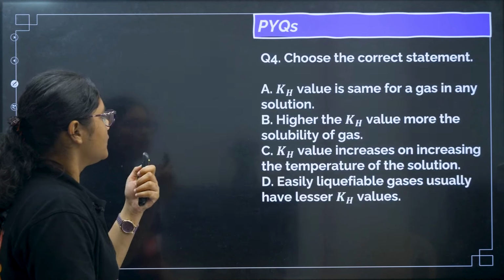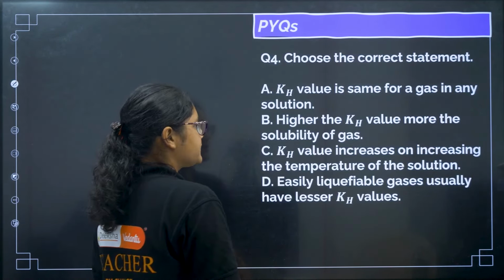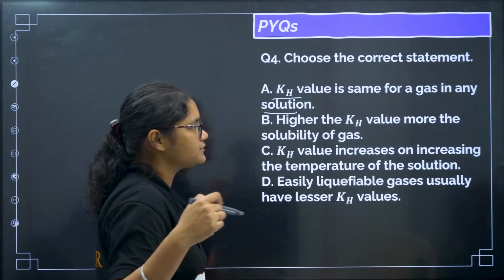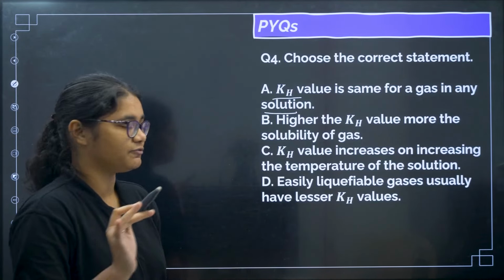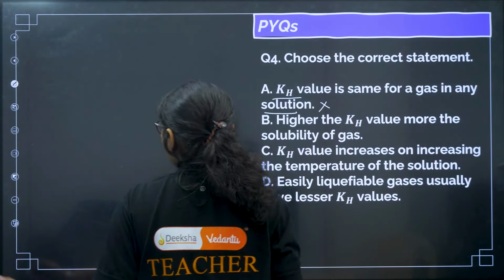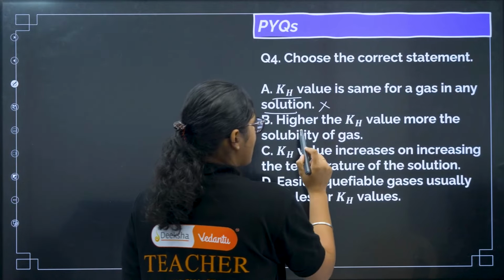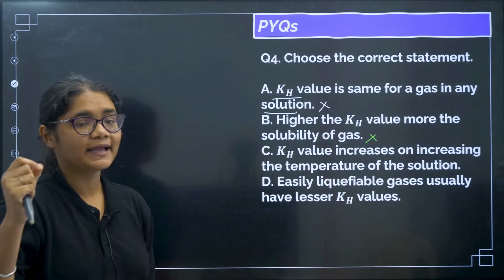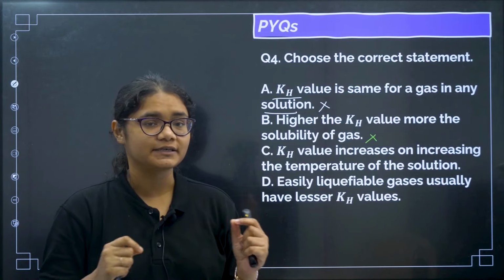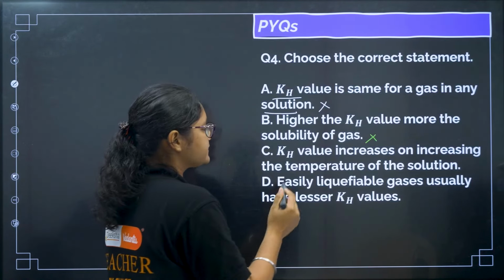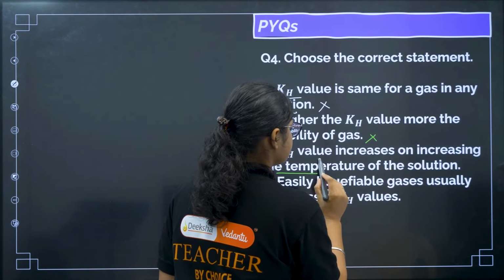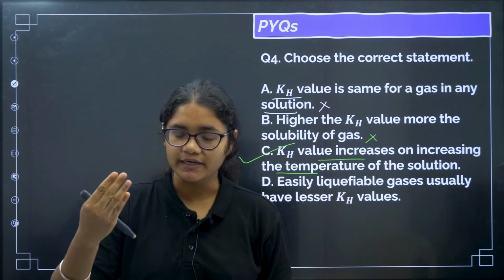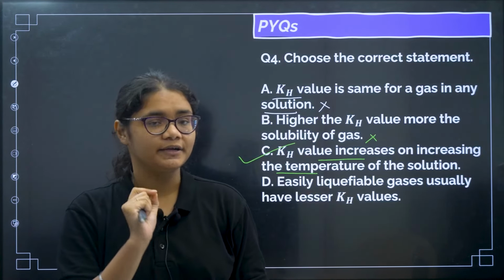Okay. Now coming to question number 4, choose the correct statement. KH value is same for a gas in any solution. KH value will be different for different gases, right? So this statement is incorrect. Next, higher the value of KH, more is the solubility of gas. We have just discussed that KH value and solubility are inversely proportional to each other. Next, KH value increases on increasing the temperature. Yes, this statement is correct. If you increase the temperature, KH value will increase, and that is why the solubility will decrease.